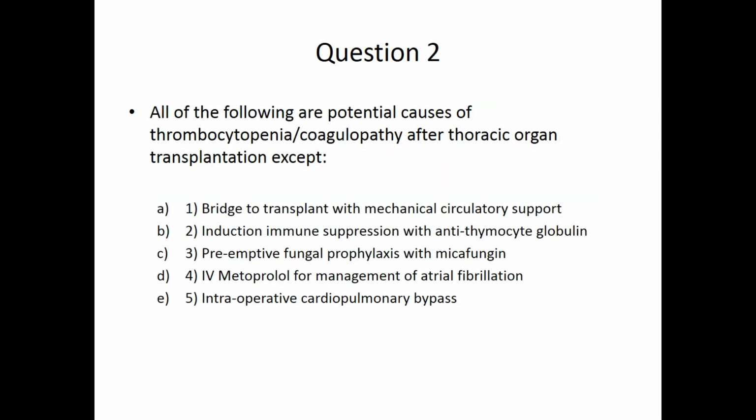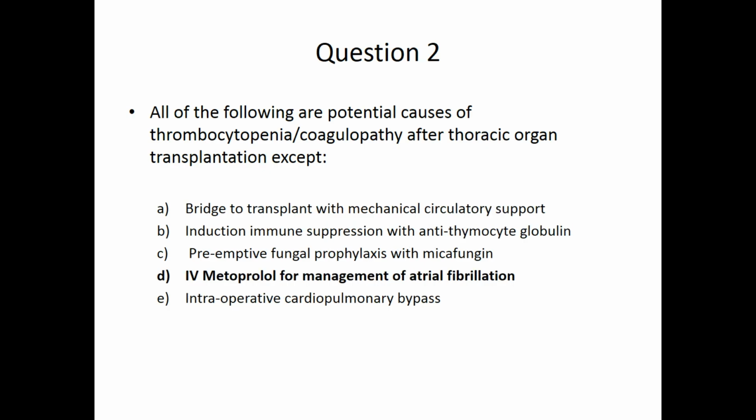Question number 2. All of the following are potential causes of thrombocytopenia and coagulopathy after thoracic organ transplantation except bridge to transplant with mechanical circulatory support, induction immune suppression with antithymocyte globulin, preemptive fungal prophylaxis with micafungin, IV metoprolol for management of atrial fibrillation, or intraoperative cardiopulmonary bypass. The answer is IV metoprolol.